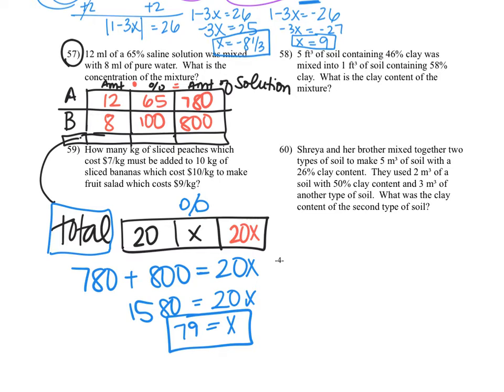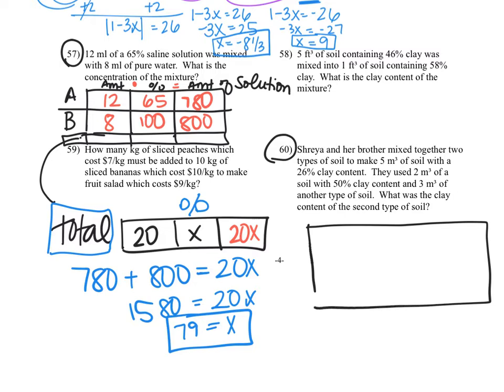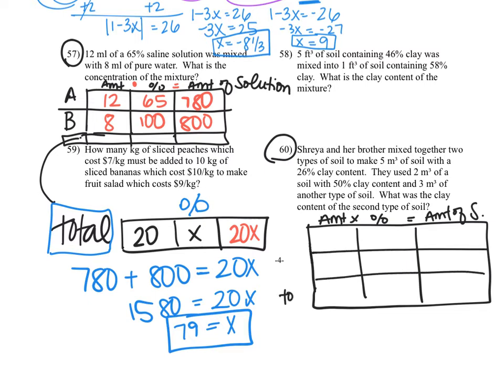Okay, so let's do one more. Let's do 60. Okay, so I'm going to start off with my chart, and I'm going to draw my chart with 3 columns. My amount times my percent equals my amount of solution. So I have my top, my bottom, and my total.